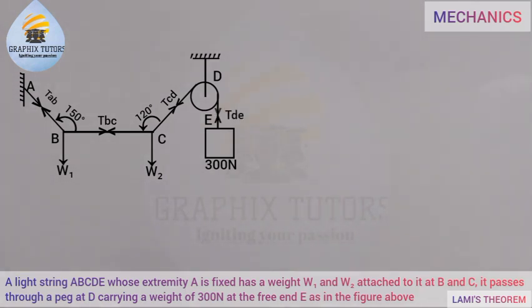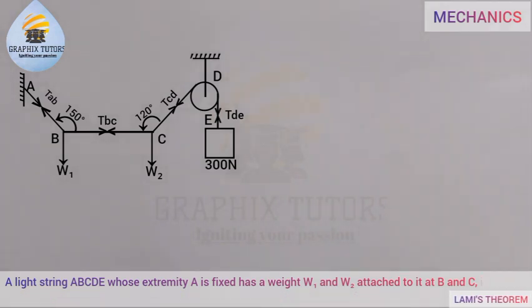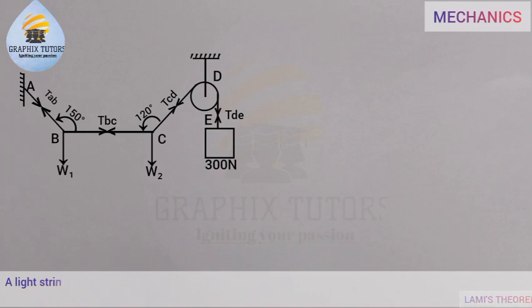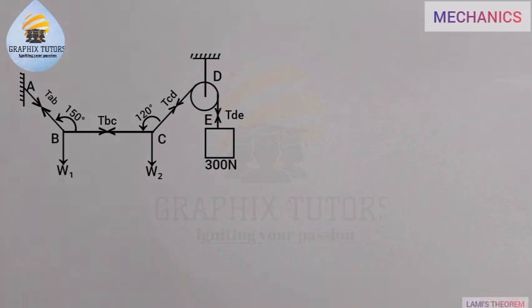and that's given as 300 Newton. So the next thing we're going to do here, we have a weight here, W1 and W2, attached to it. So the next thing we'll do is to draw out our free body diagram so that we're able to calculate the tension TAB, TBC, TCD, W1 and W2.